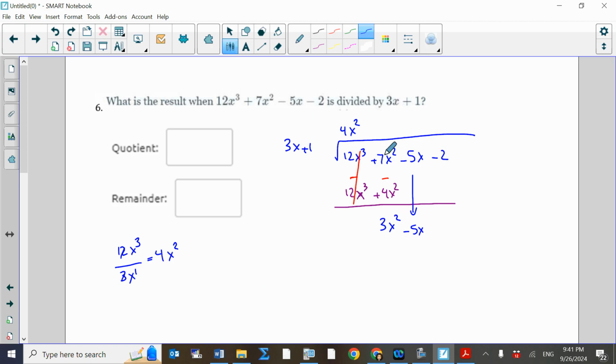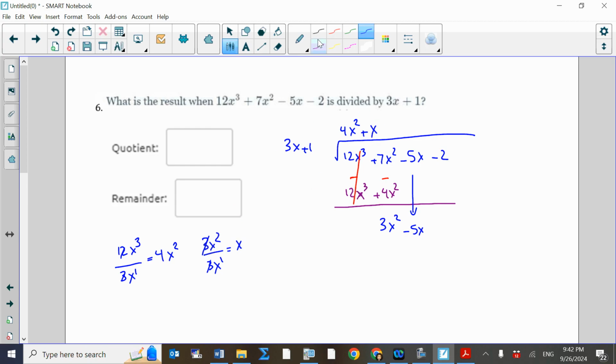Again, we're going to repeat the same process. 3x squared divided by 3x. 3 divided by 3, cancel. X squared divided by x to the 1 is x to the power of 1. 2 minus 1 is 1, and you don't have to write that. So here, I'm going to write x.